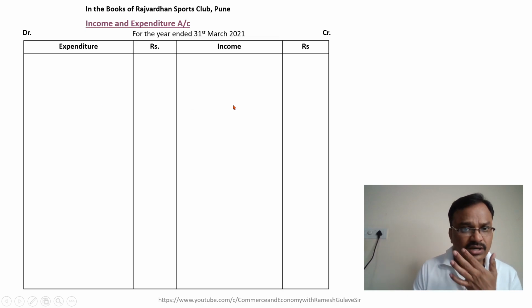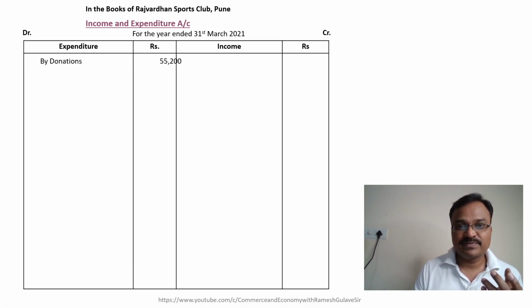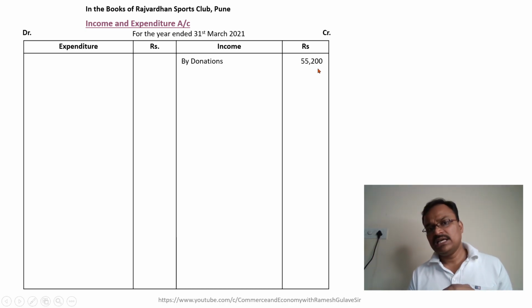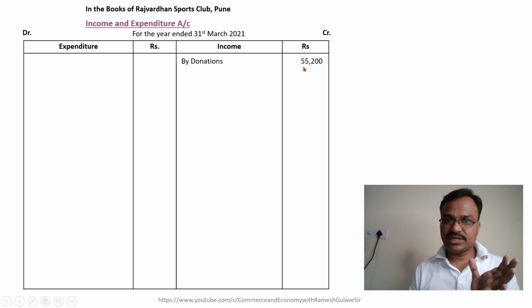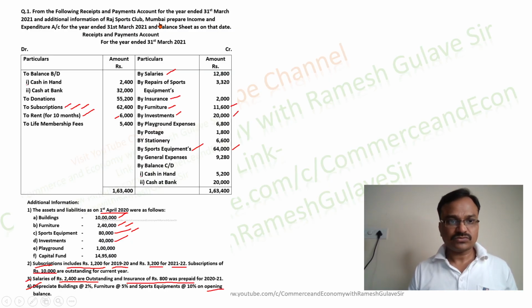We are going to record these donations on the income side of the income and expenditure account. Here, donations 55,200. As there is no adjustment on donations, we have recorded the amount of donations in the outer column, right? After donation, the next point is subscriptions.